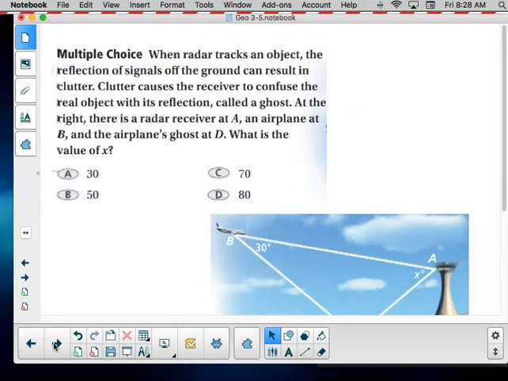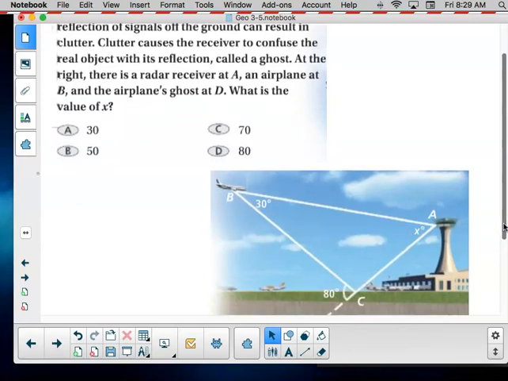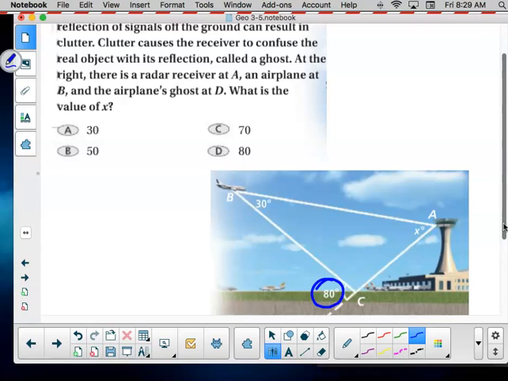Multiple choice: when radar tracks an object, the reflection of signals off the ground can result in clutter. Clutter causes the receiver to confuse the real object with its reflection, called a ghost. At the right, there's a radar receiver at A, an airplane at B, and an airplane ghost at D. What's the value of x? Okay, so really what I'm asking for is I've got to find that that's 80. So I subtract 180 minus 80, and I get that this is 100.